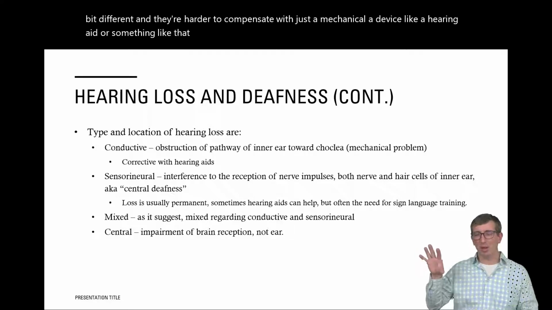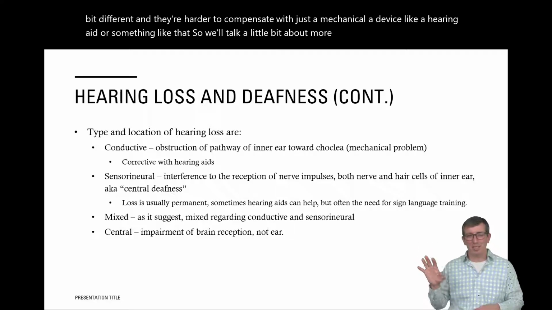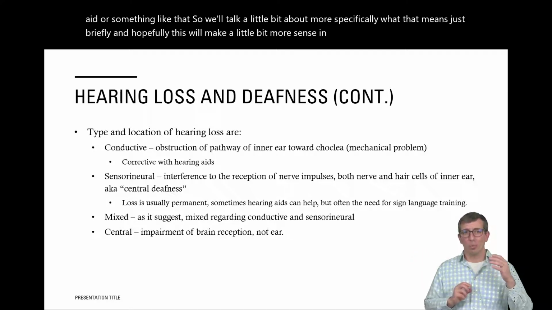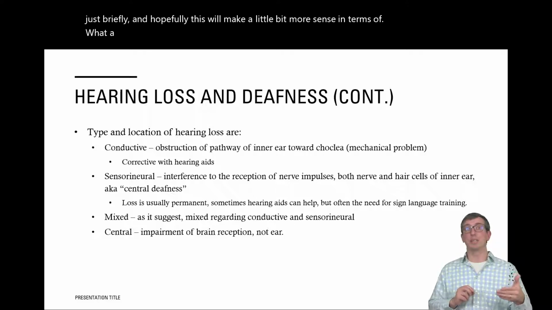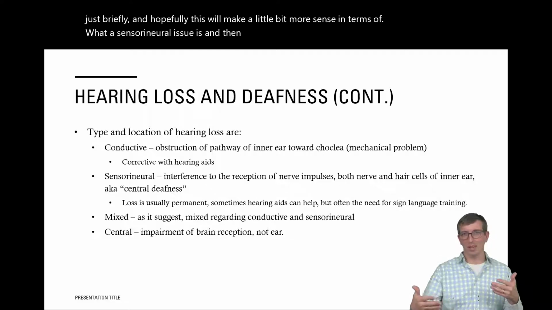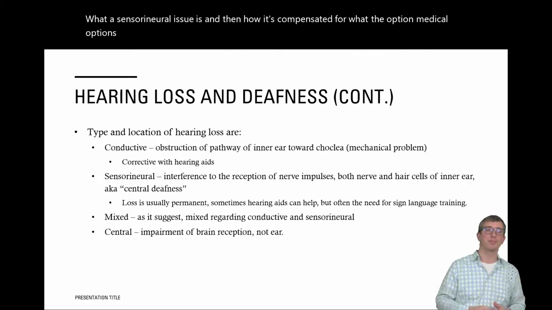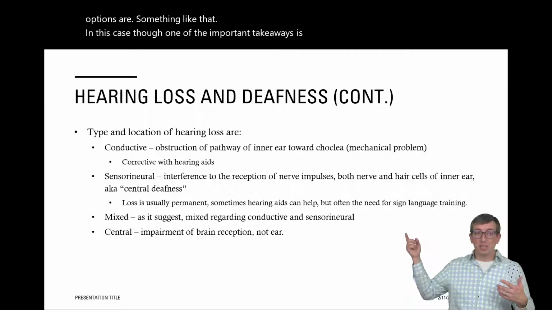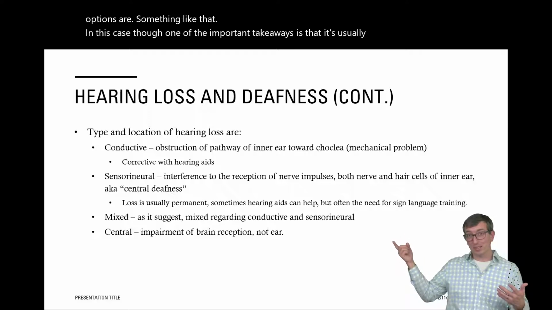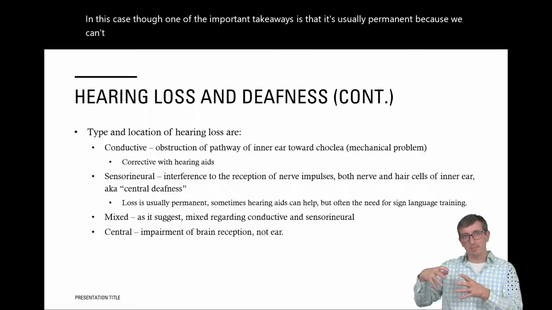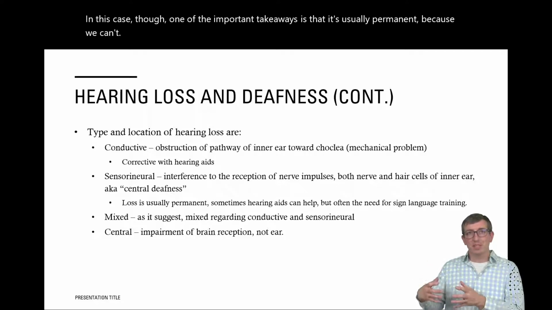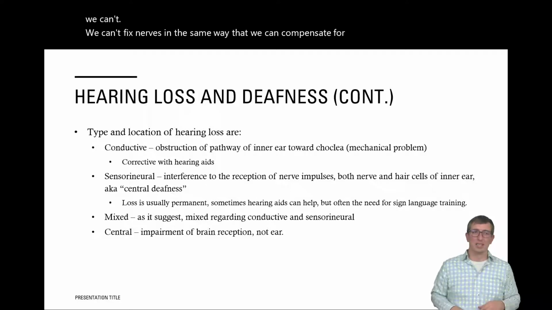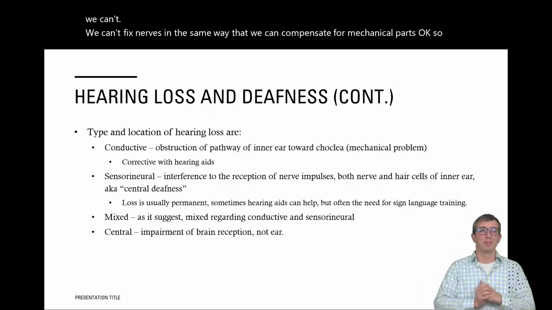So we'll talk a little bit about more specifically what that means, just briefly. And hopefully this will make a little bit more sense in terms of what a sensory neural issue is, and then how it's compensated for, what the medical options are. In this case, though, one of the important takeaways is that it's usually permanent, because we can't fix nerves in the same way that we can compensate for mechanical parts. Okay, so hopefully that makes a little bit of sense.